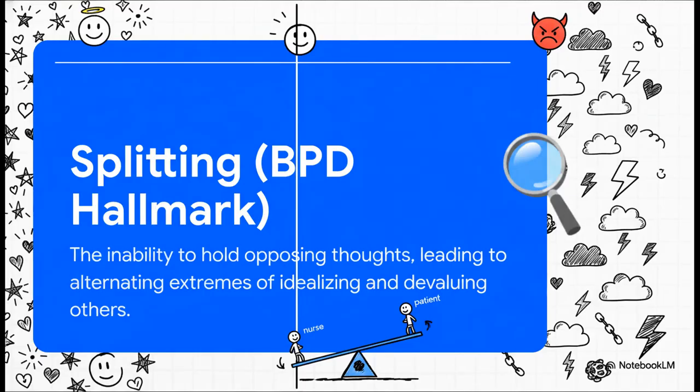Understanding splitting is completely non-negotiable for borderline personality disorder. It's an unconscious defense mechanism where the client just can't see any gray areas. People are either all good or all bad. So one minute, you're the best nurse ever because you brought them a warm blanket. The next, you're the worst nurse in the world because you enforced a simple boundary. This black and white thinking is what drives so much of that interpersonal chaos.